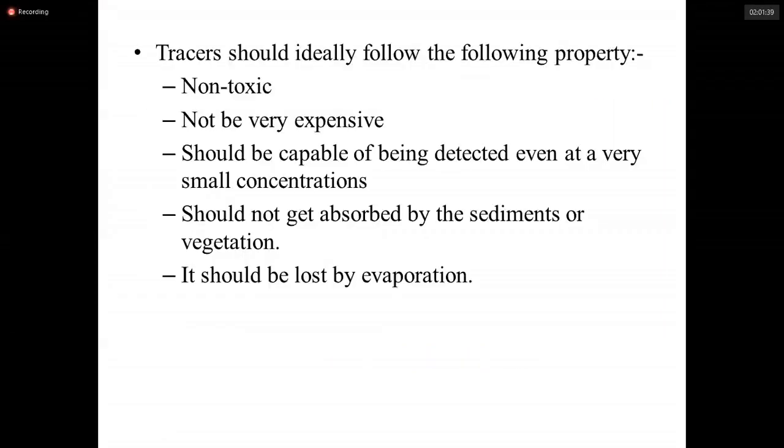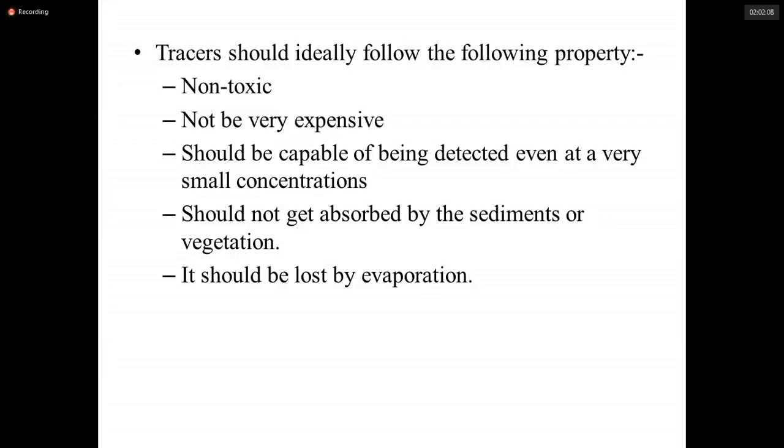With this kind of method, the chemical should be non-toxic and not very expensive. It should be capable of being detected even at a very small concentration. If we mix in a high concentration, it will be toxic for you, so you can't use that stream water for drinking purposes or irrigation purposes.